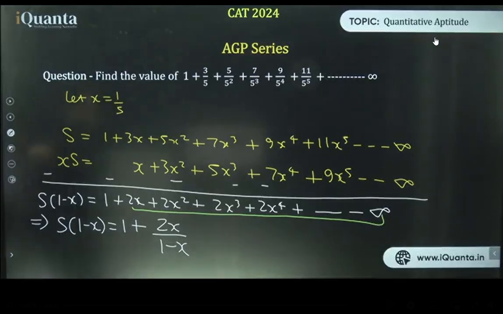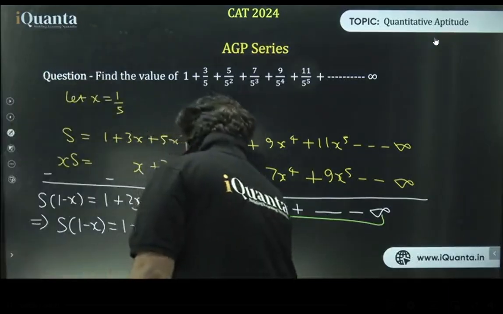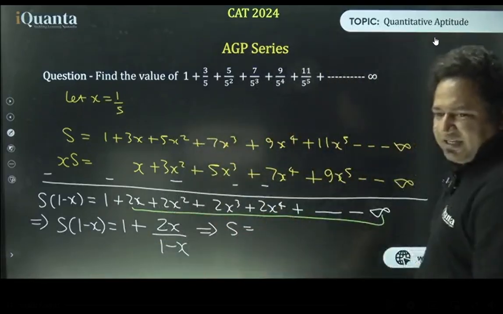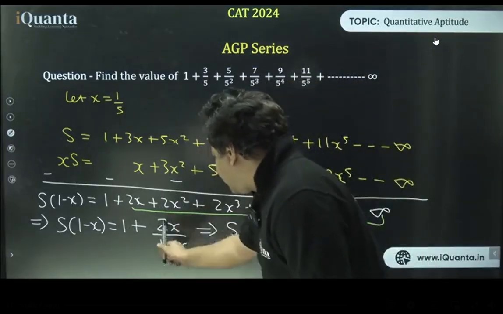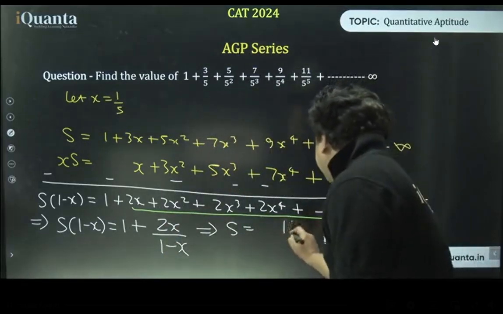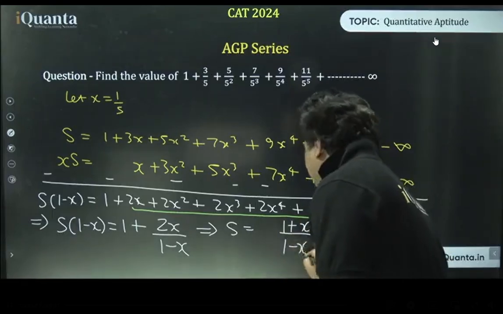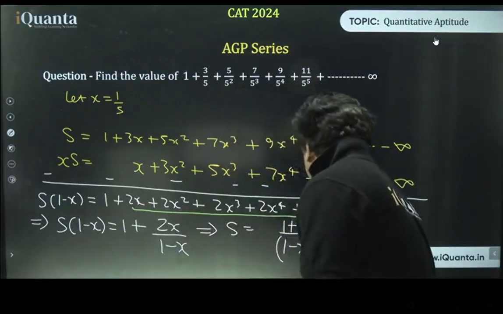बस बात खत्म, काम बन गया. So this will be equal to how much? S will be equal to, let's do some cross multiplication, addition and everything. 1 minus x times 1 minus x plus 2x will be how much? 1 plus x upon 1 minus x. ये और ये नीचे आ गया, इसका स्क्वायर कर दो. This is what we have with us.